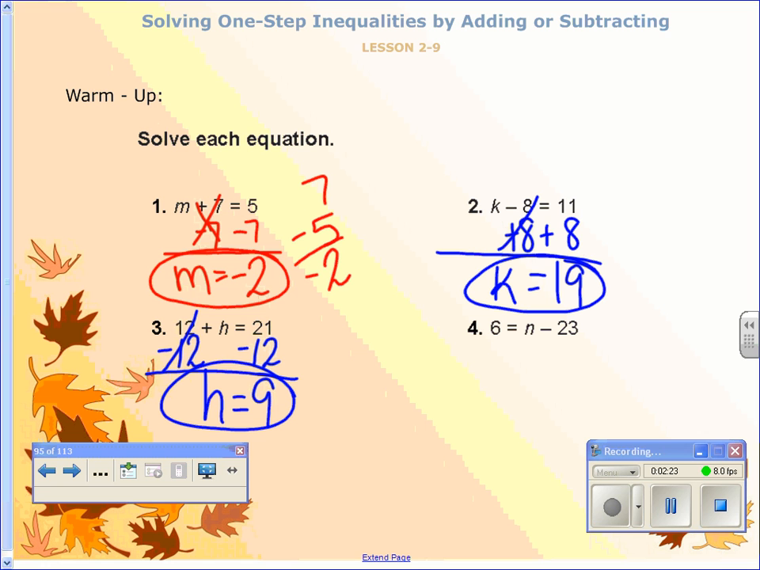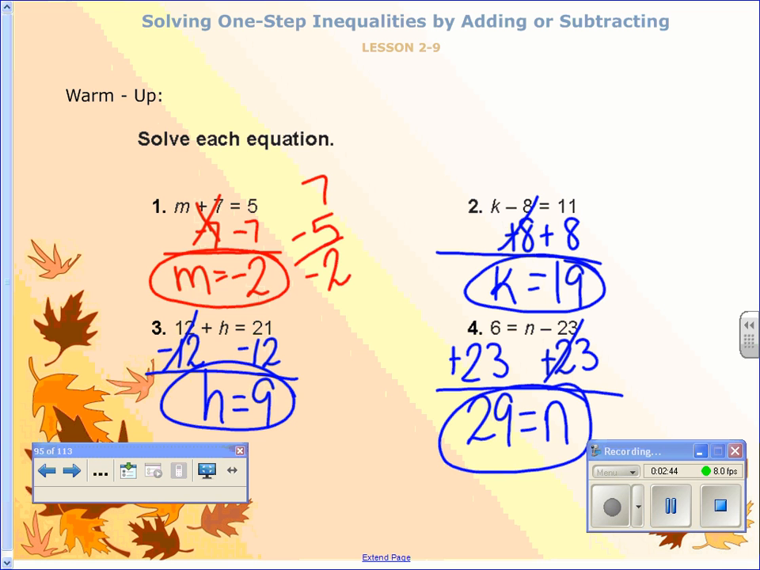And then finally, number 4, 6 is the same as n minus 23. My variable is n, and that minus 23 is on the same side. The opposite of subtracting it is adding it. I'm going to add it, and I'm left with 29 is equal to, or the same as, n. So that's your warm-up for tonight.